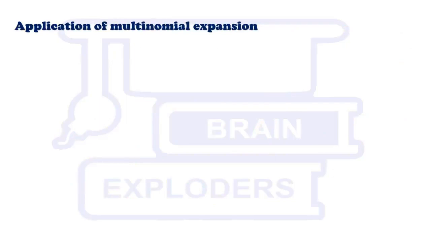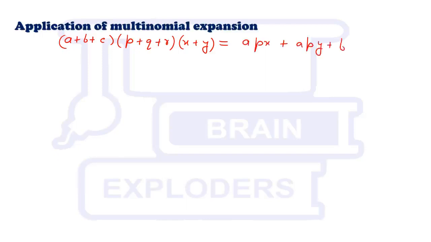Application of multinomial expansion. It's an interesting concept. Here we will learn how a multinomial expansion can help us to deal with some of these problems of permutation and combination. Suppose we have the expression (a plus b plus c) multiplied by (p plus q plus r) multiplied by (x plus y). When we expand this expression, we will find terms like apx plus apy plus bpx, and in this way other terms like cry, bqx, etc.